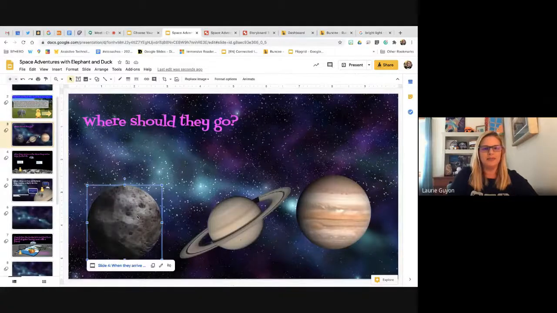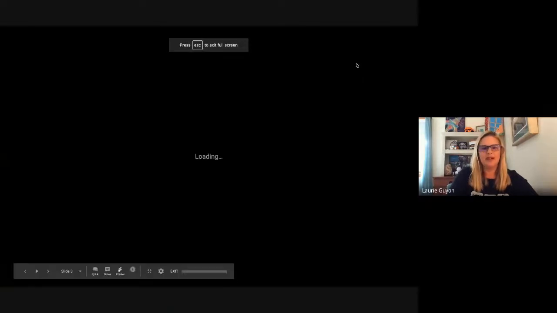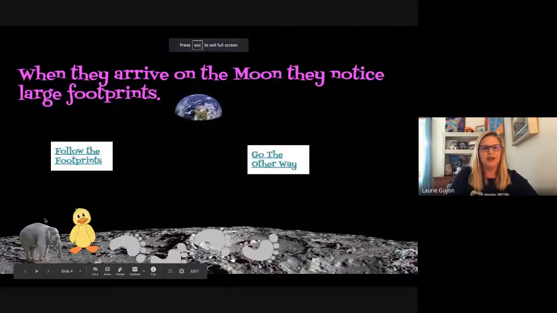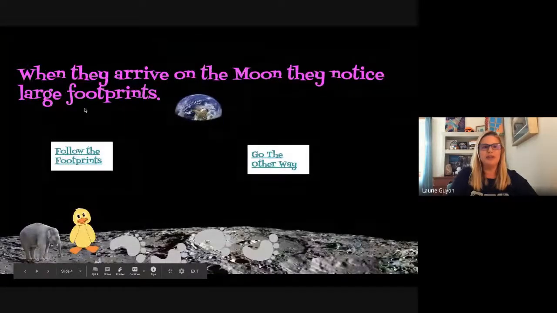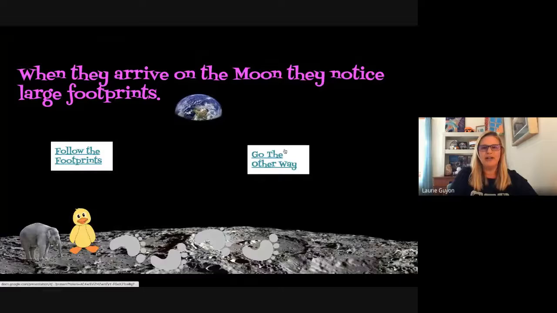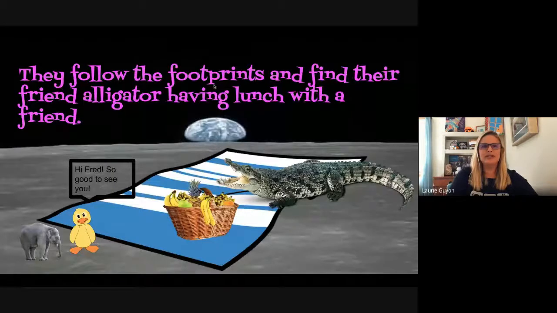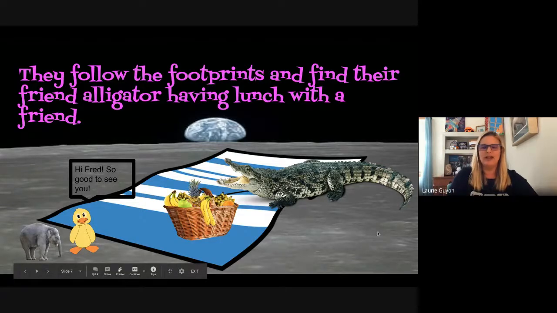So we click the moon. All right, here it says when they arrive on the moon, they notice large footprints. Follow the footprints or go the other way are the two choices. When they follow the footprints, they find their friend alligator having lunch with a friend. I probably need to add a friend in here because there isn't one. And then the duck is saying hello, and I created a little picnic for it. All right, so this would be the end of the story. I might put a "the end" or go back to that main slide to add on.